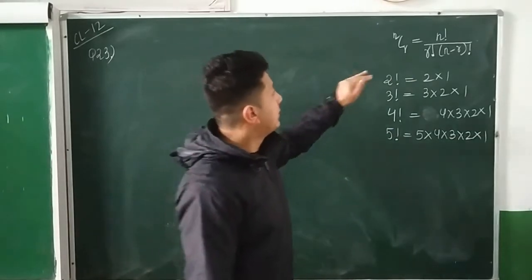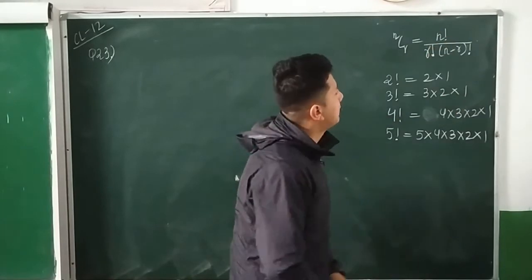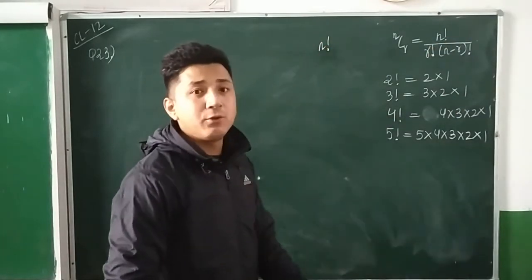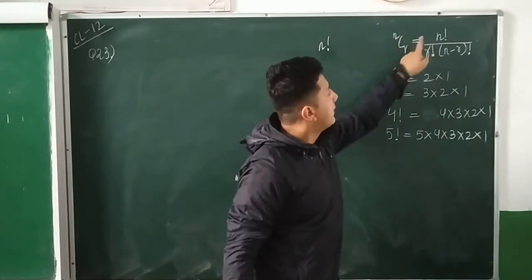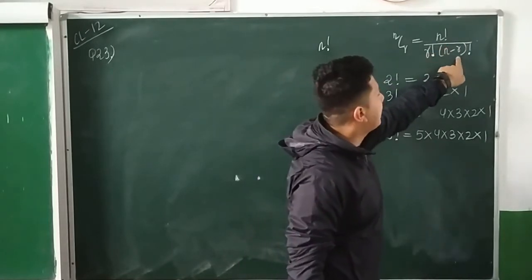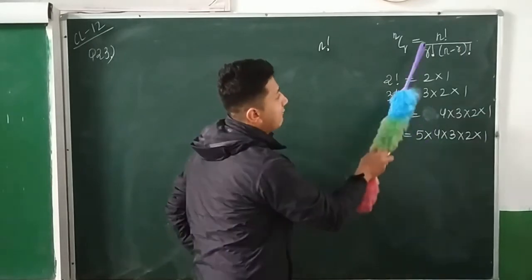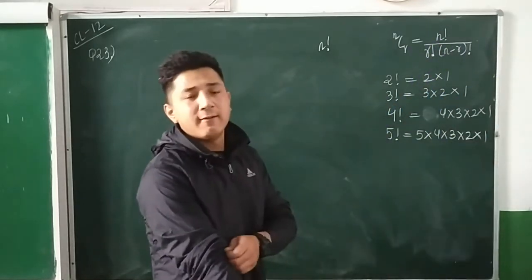So this is the new formula first. The formula is factorial N. See this symbol, this stands for factorial. Now I am explaining what is factorial. Factorial N divided by factorial R, and within the bracket factorial N minus R. So this is the formula of NCR. Once again, factorial N divided by factorial R into factorial N minus R.